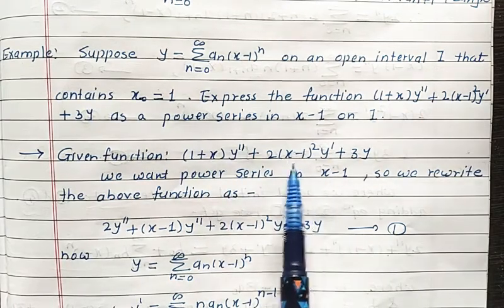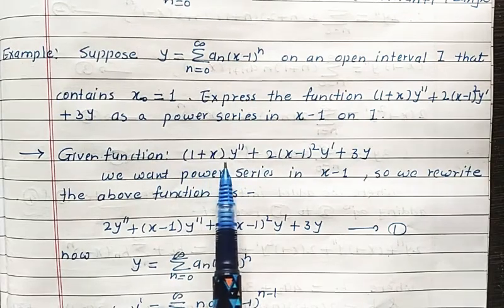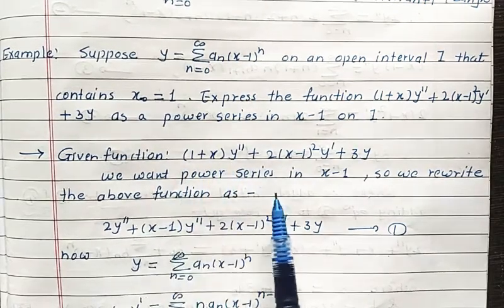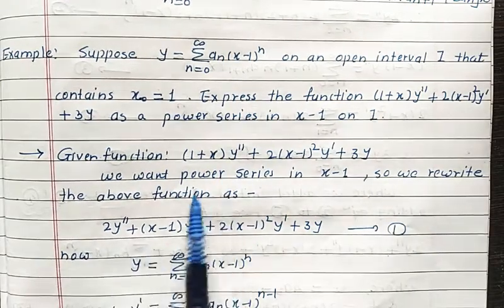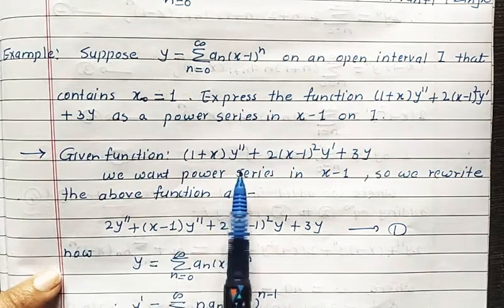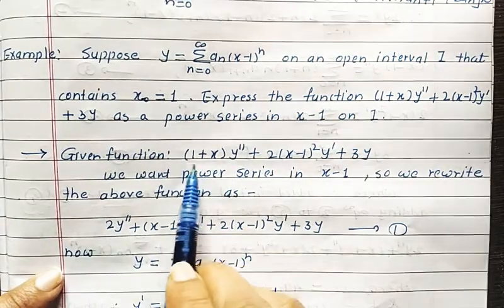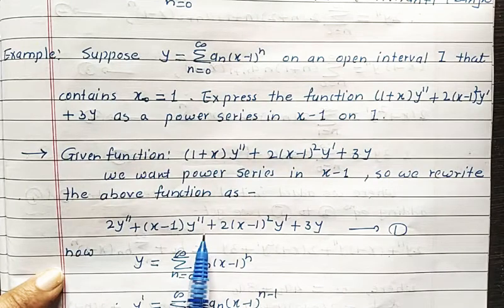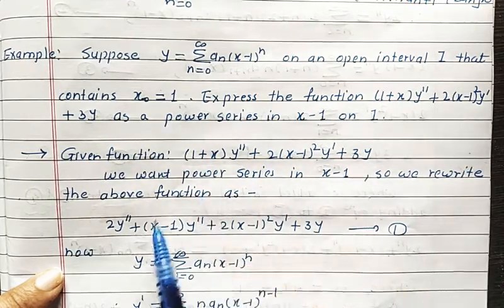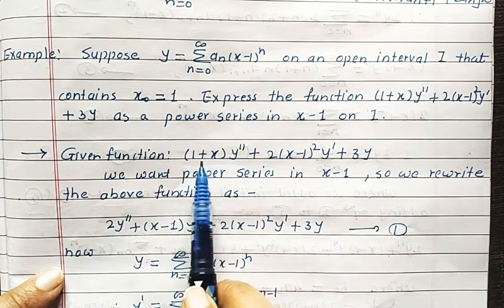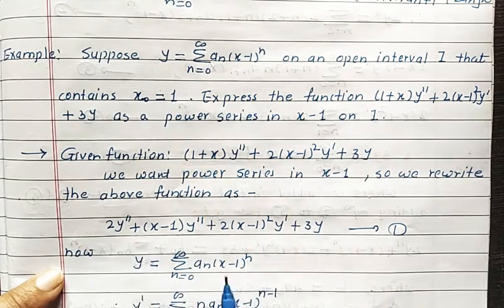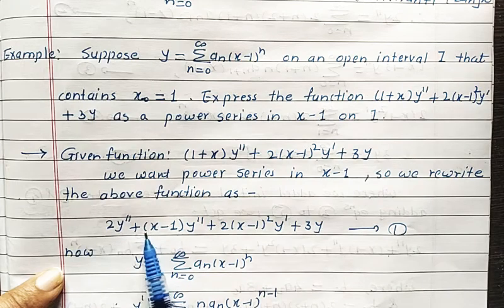So here is x minus 1, but here is 1 plus x, so we adjust this term. We want a power series in x minus 1, so we rewrite the above function as 2y double dash plus x minus 1 y double dash. In place of this we are writing this part, remaining as it is. This is the same, because if we take y double dash common, what remains? 2 plus x minus 1, that is 1 plus x. So it is the same as this. We are writing this because we want the term as x minus 1 here.